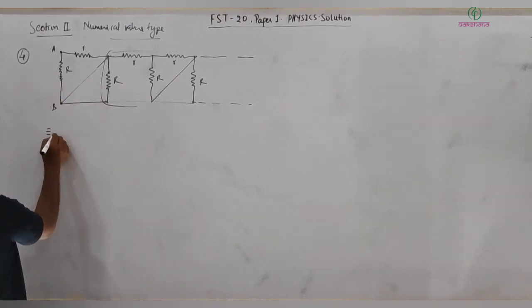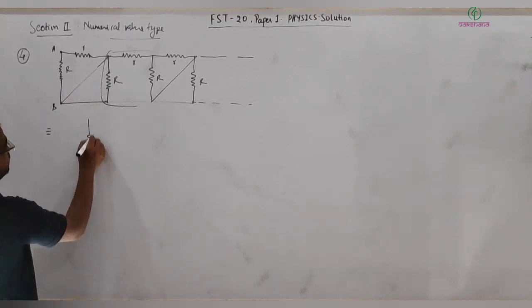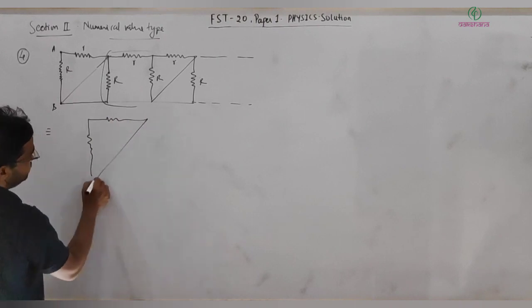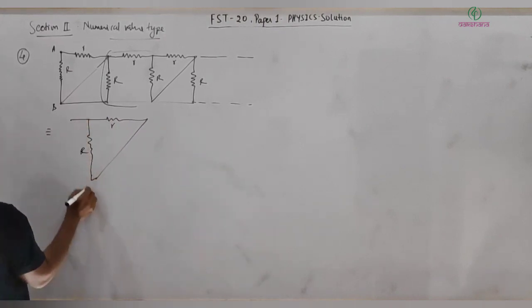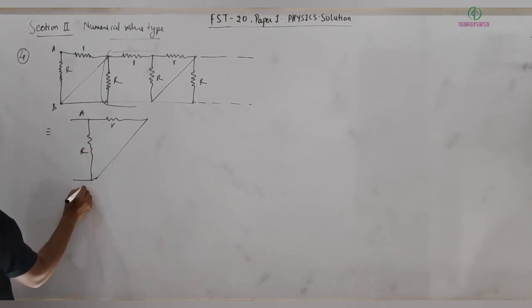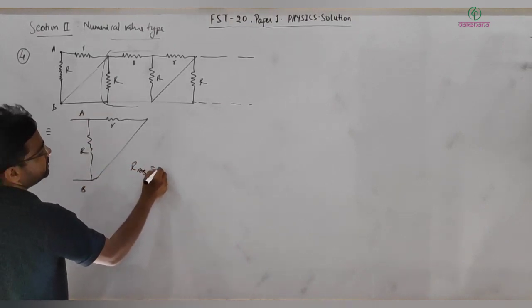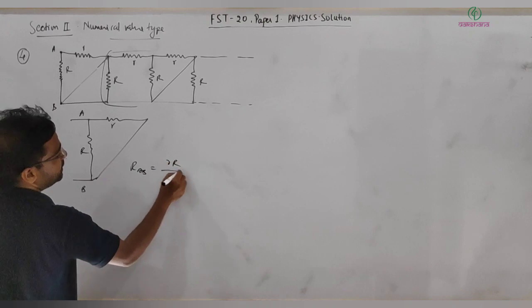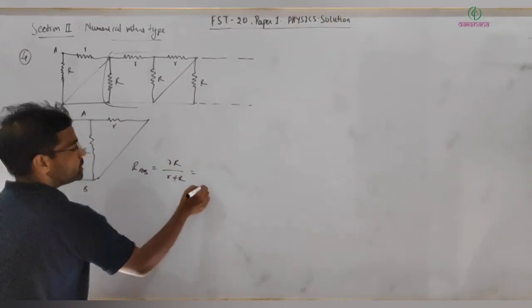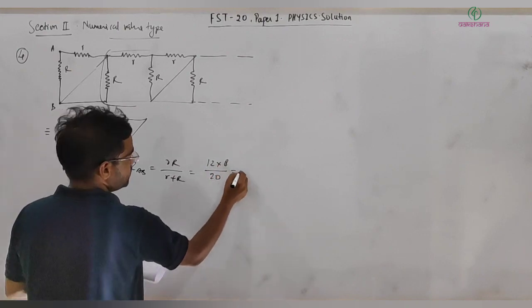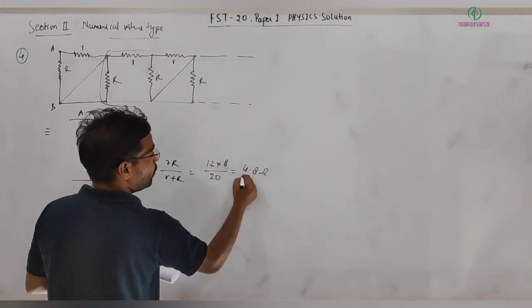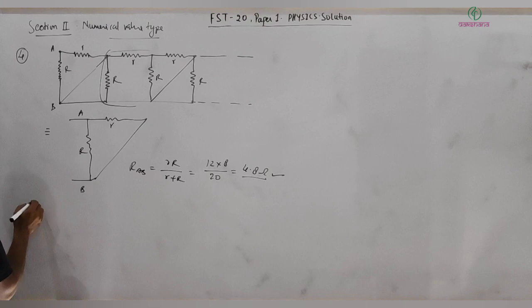So actually this circuit is equivalent to simply this capital R, this is small r, and this is the circuit, because remaining here all is 0. So small r, capital R, and these are your points A and B. Then RAB is simply these two in parallel, small r plus capital R. Substituting the values, this is 12 into 8 divided by 20, and this comes out to be 4.8 ohm. This is your answer for question number 4.